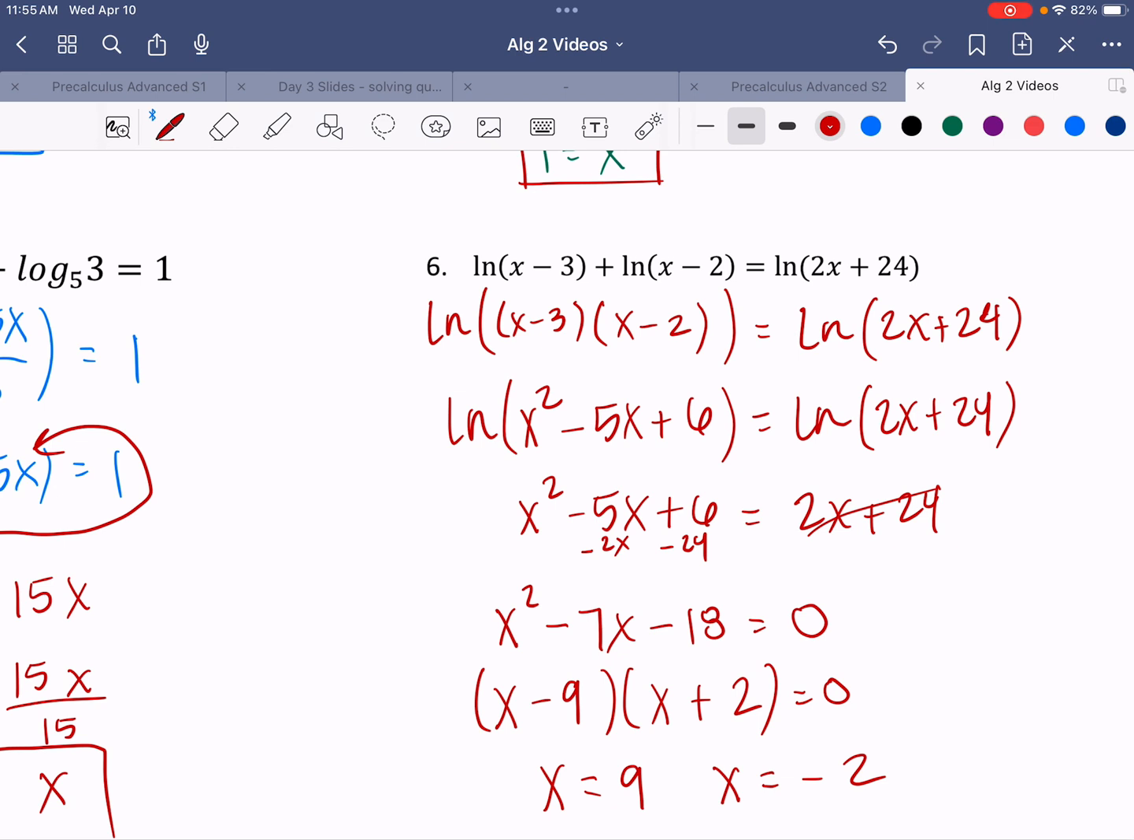And then we'll be able to pretty easily check here. 9 would be 9 minus 3, that'd be the natural log of 6, the natural log of 7, natural log over here of 2 times 9, 18 plus 24. Yeah, this is all looking positive. We could work it out to make sure it's the same value on each side. 9, I'm going to go ahead and box. The negative 2, however, I can see right away there's an issue. Negative 2 minus 5 makes this argument negative, this argument negative. If even just one was negative, that's enough to determine that this is an extraneous solution.